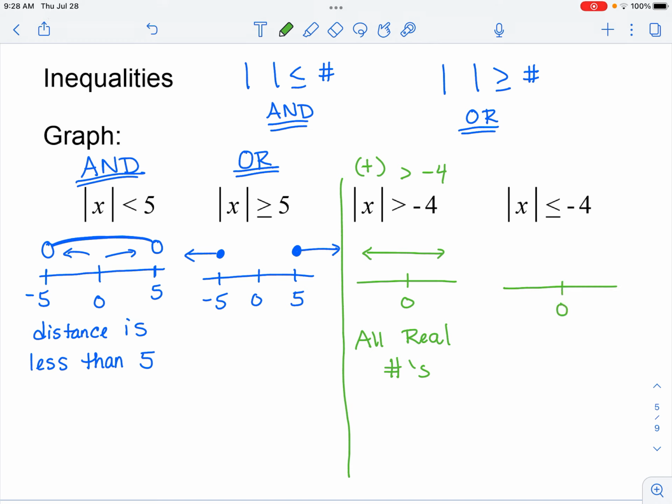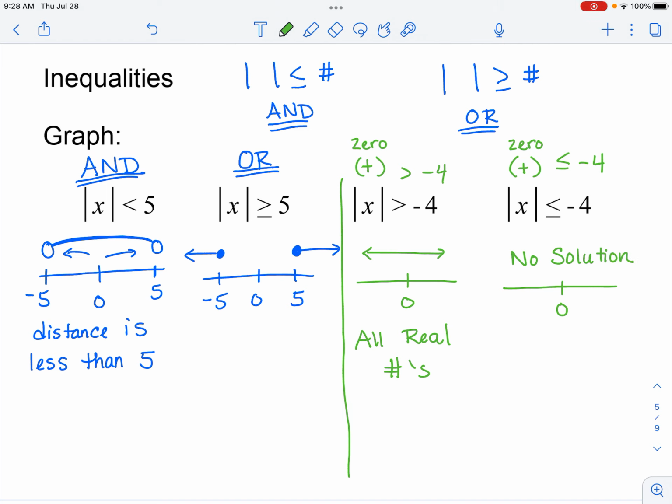All right, let's process that one out. We're saying the absolute value, which is almost always a positive, or it could be 0. I should add on that this is 0 as well. And we're saying that's less than or equal to negative 4. Well, is 0 smaller than negative 4? No. Is a positive number smaller than negative 4? No. So this is actually a no solution problem.